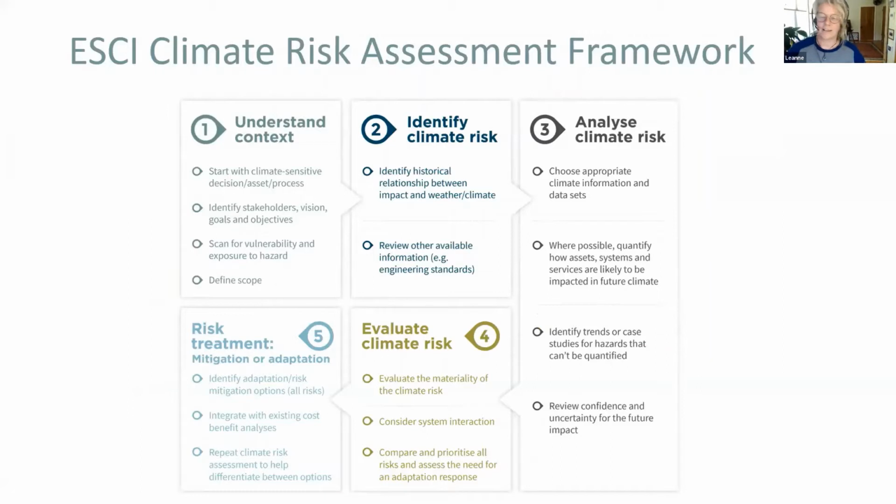So anyway, this is our brand new stylized ESCI climate risk assessment framework, which has gone through a few iterations. I think everyone's been used to seeing those green bubbles going around. This one focuses more on what ESCI is actually doing, where in the green bubble framework we were only ever doing the first 3 bubbles anyway. So this is much more focused on ESCI and what we will be working on.